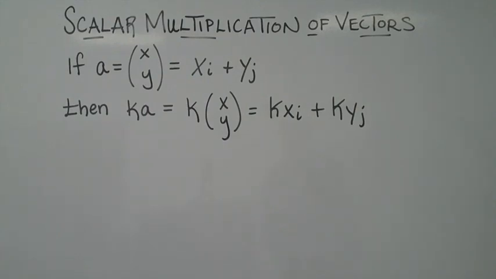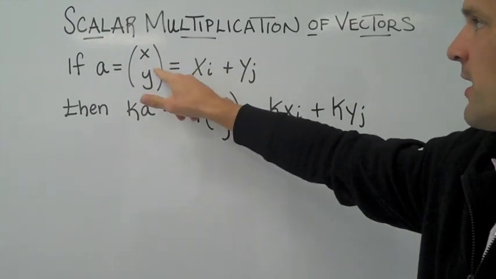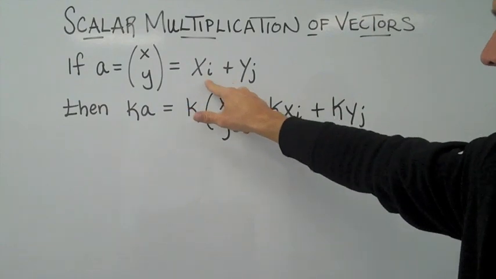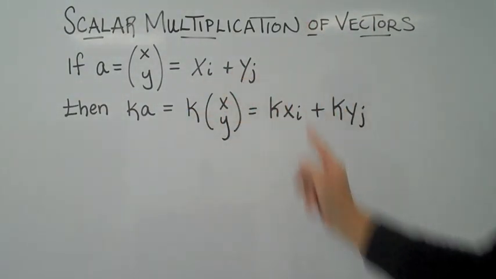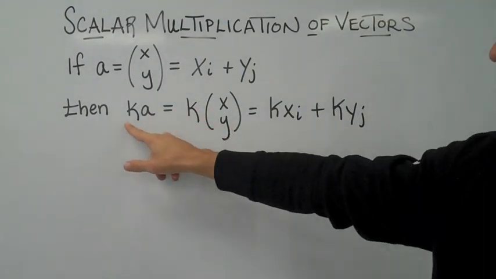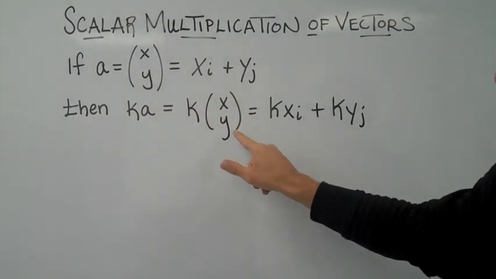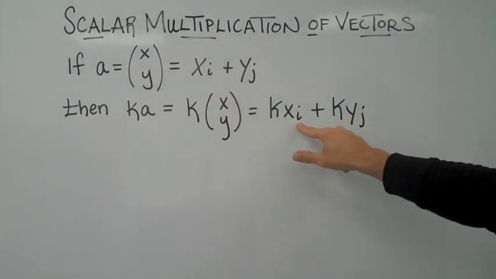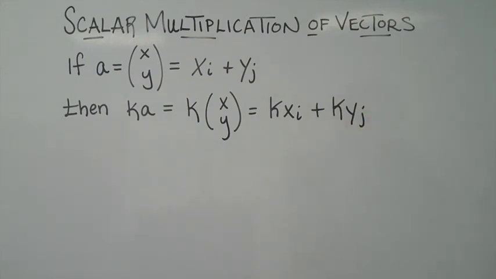We can multiply a vector by a scalar. For example, if I have a vector in 2 dimensions, just x and y, I can write it in this form, or I can write it as xi plus yj. This just means x times a unit vector in the x direction plus y times a unit vector in the y direction. Then k, some scalar, times a vector will be k times (x, y), which can be written as kxi plus kyj. This just means it's in the x direction times a unit vector. This just means it's in the y direction times a unit vector.